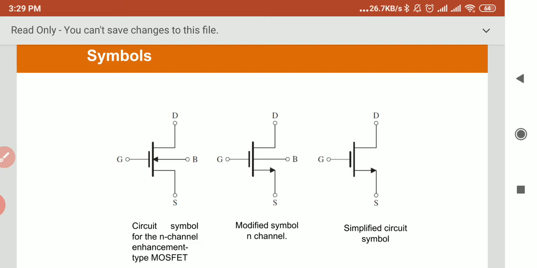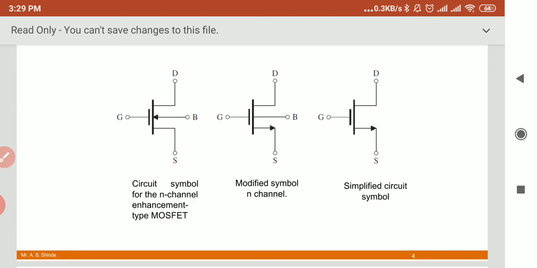There are different types of MOSFET. Here you can see the symbols for the N channel enhancement MOSFET. If you want to see the symbol for the P channel MOSFET, the arrow will be opposite to that of the gate terminal.